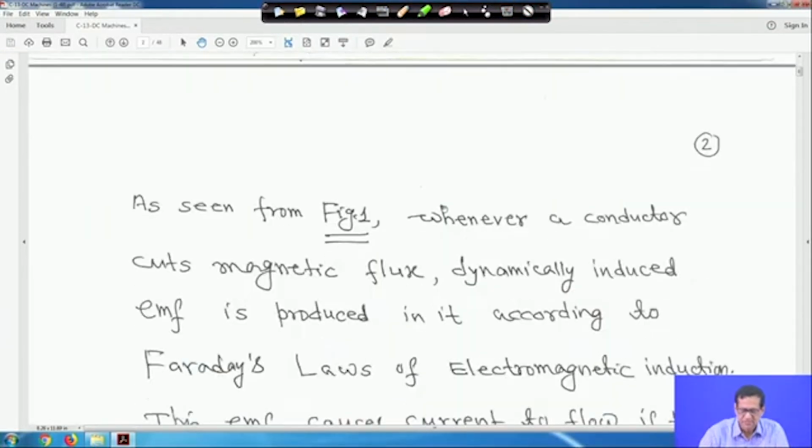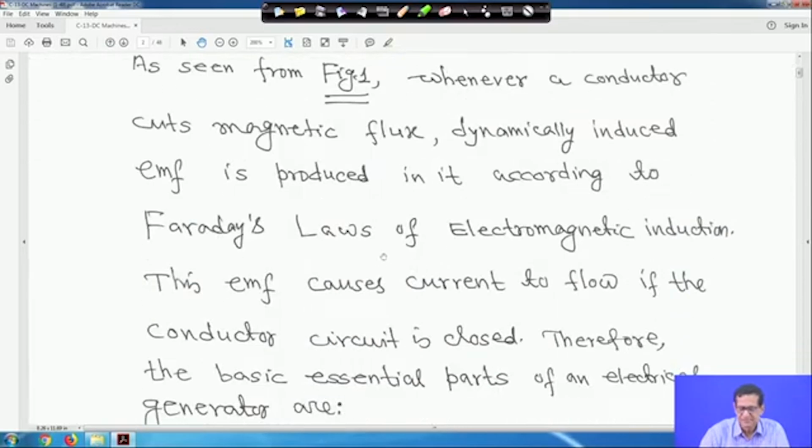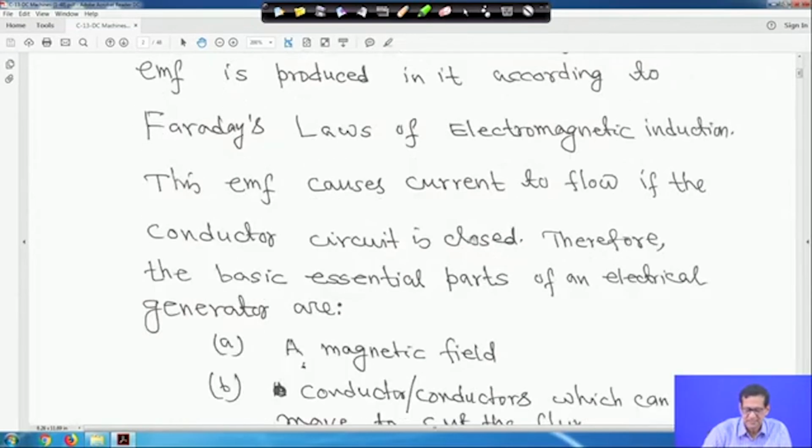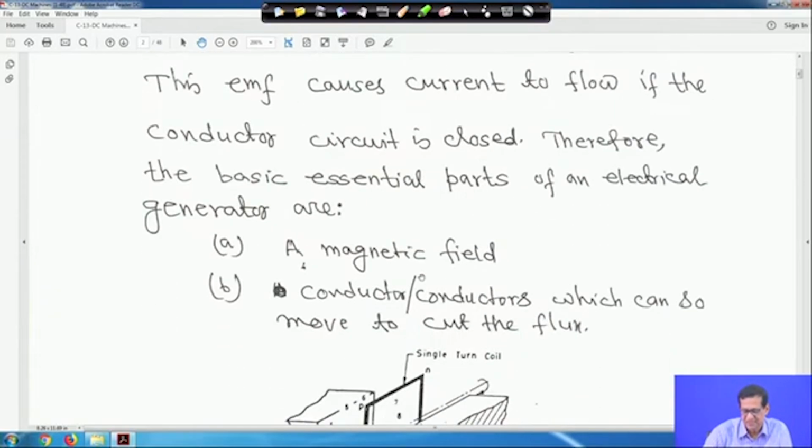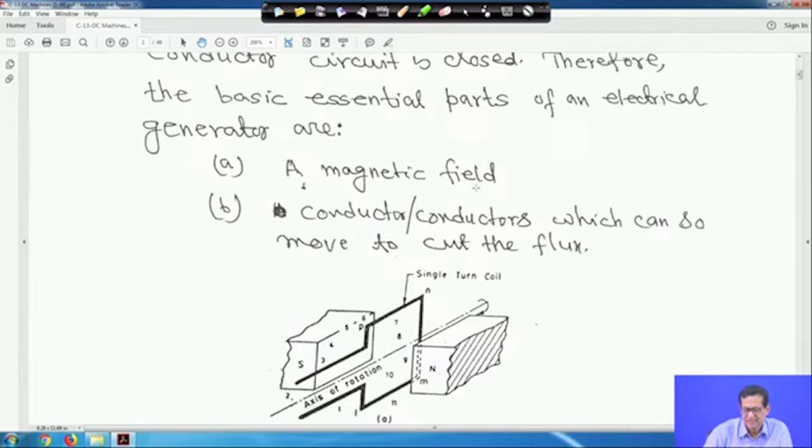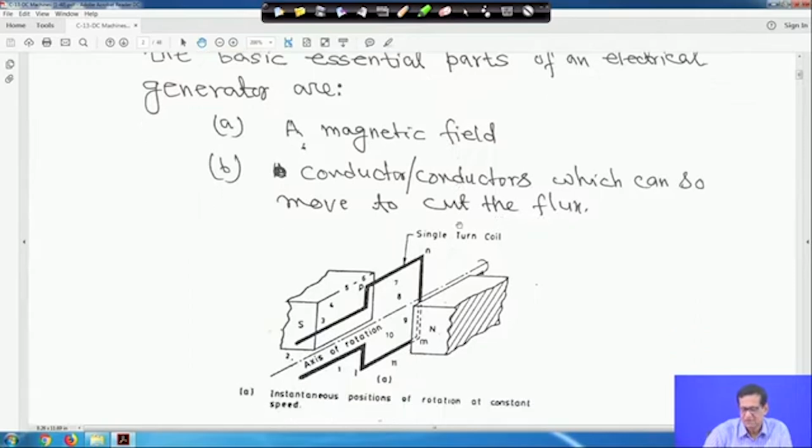This EMF is basically Faraday's law of electromagnetic induction. Therefore, the basic essential parts of an electrical generator are a magnetic field, and a conductor or conductors which can move to cut the flux.